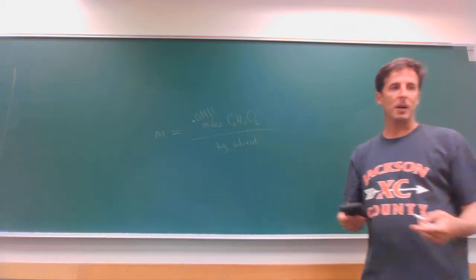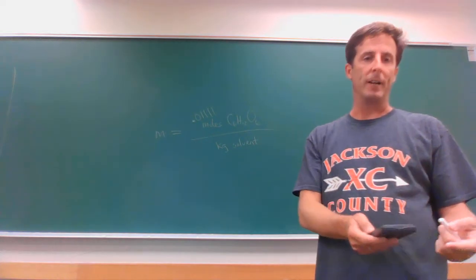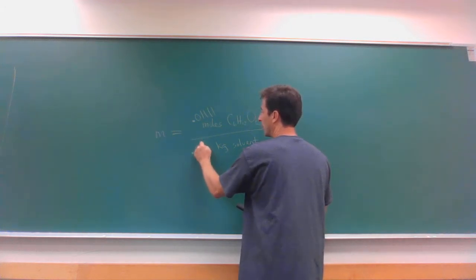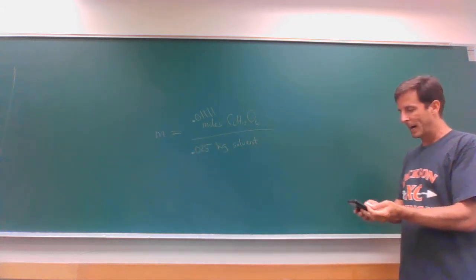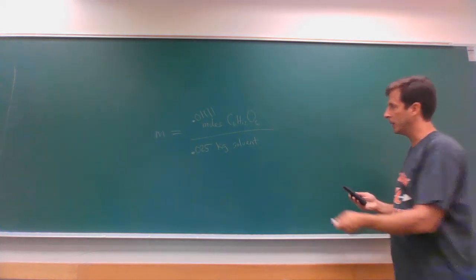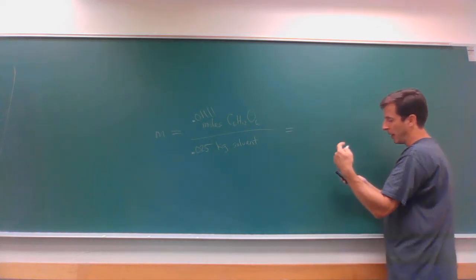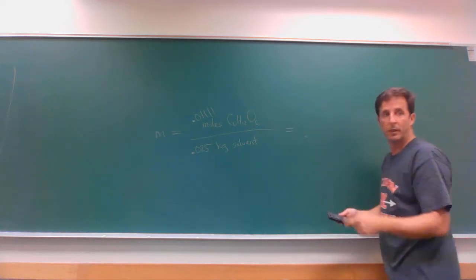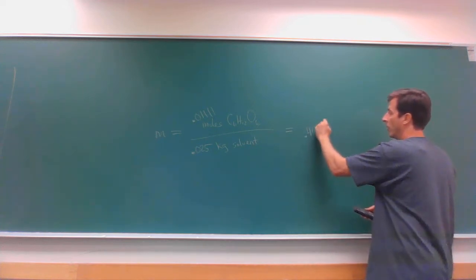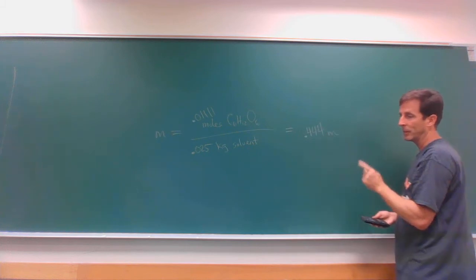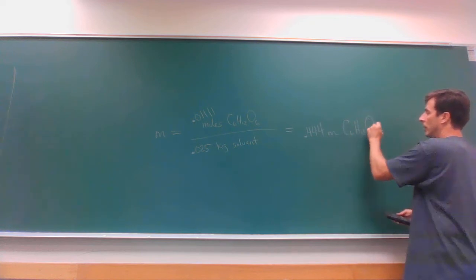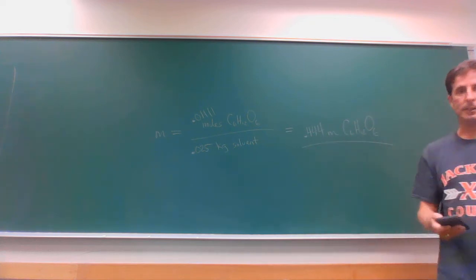Divided by the kilograms of the solvent. The solvent I have 25 grams. Switch that to kilograms, it should be 0.025. So now if I divide my moles of solute by 0.025 kilograms, that's going to give me 0.4 repeating. So for sig figs, looks like I should have 3 sig figs. So 0.444. Little m for molality, make sure it's not a big M, because that's molarity. C6H12O6. That would be my answer.